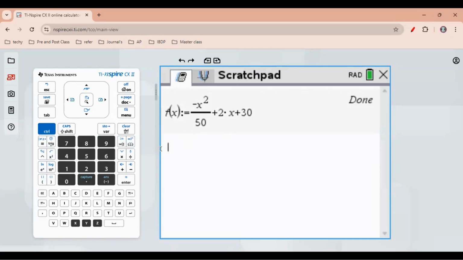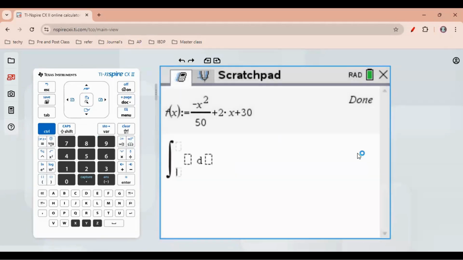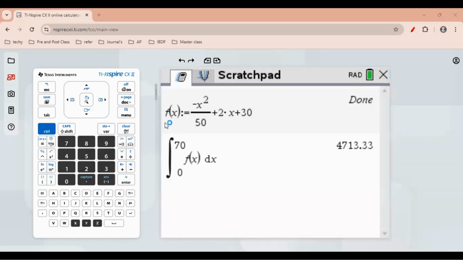Now I'm gonna integrate it. So go for this. We have a lot of functions. So pick the integral with the limits. It runs from 0 to 70. I'm integrating my f of x with respect to x dx. That's it. You click enter, you got this 4713.33. That's simple. We found the area.